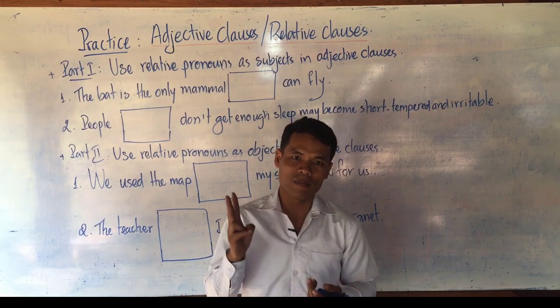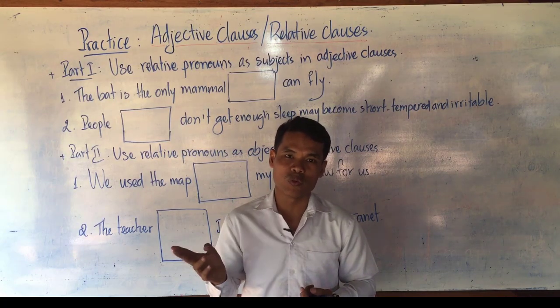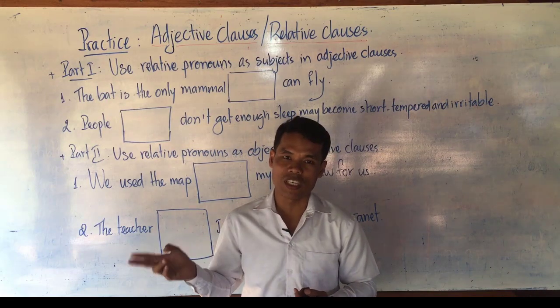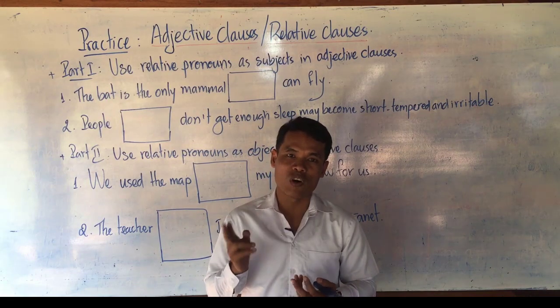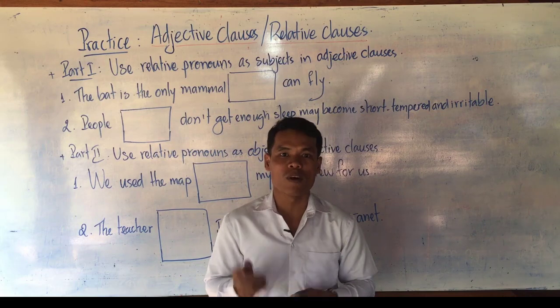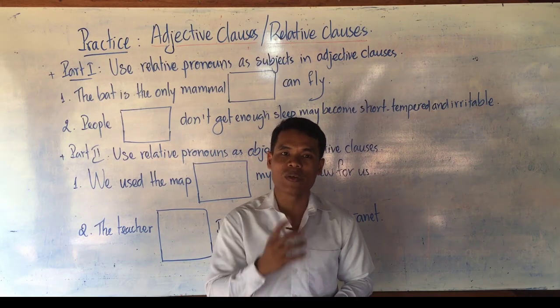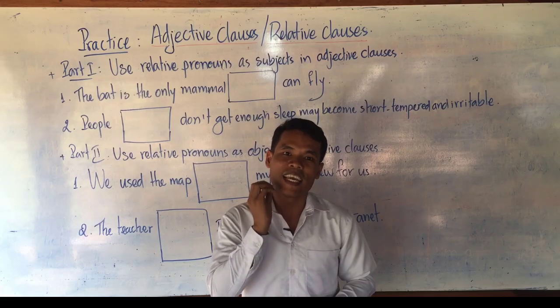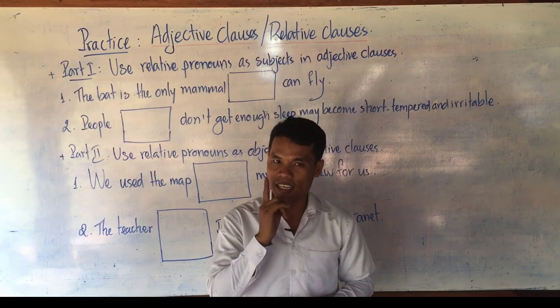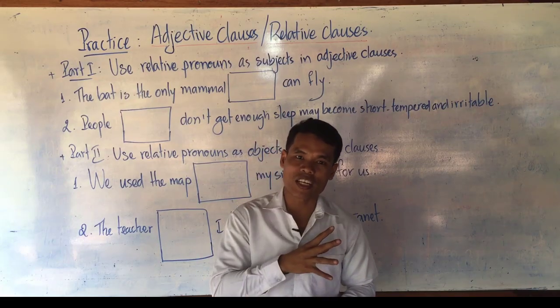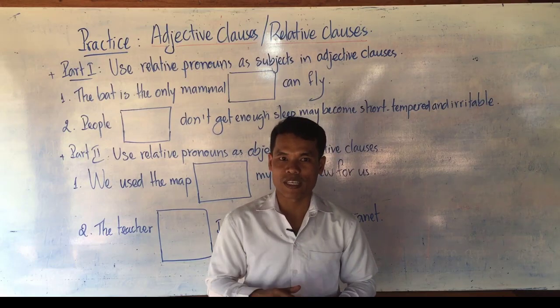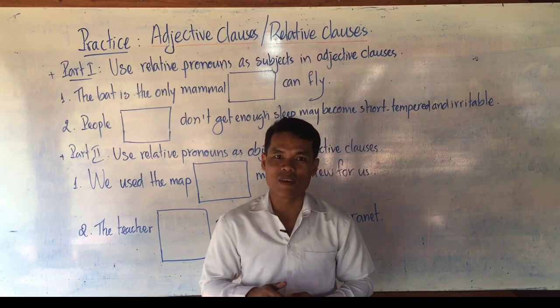Who can be divided into two. One is who as a pronoun subject of a verb. The other is whom as a pronoun object of a verb or preposition. And in today's video you are going to learn to practice it. Okay, now you know the function of each relative pronoun. That's why we start our practice.